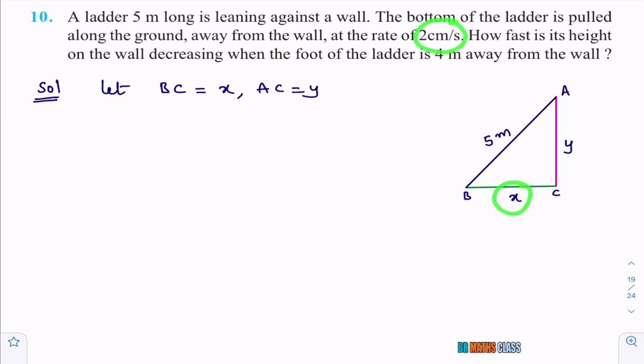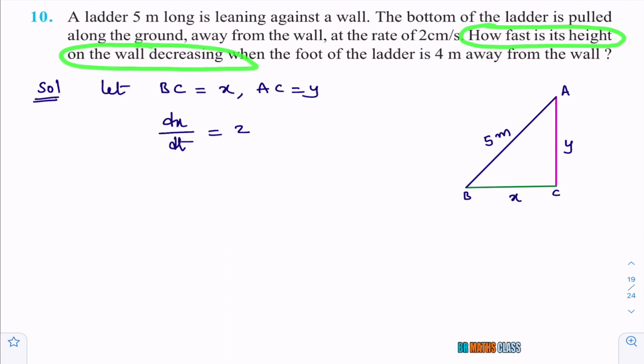2 cm per second. So the given data is dx by dt. What is dx by dt? Dx by dt is 2 cm per second. Now what are they asking in the question? How fast is its height on the wall decreasing when the foot of the ladder is 4 meters away from the wall? That means they are actually asking to calculate dy by dt.